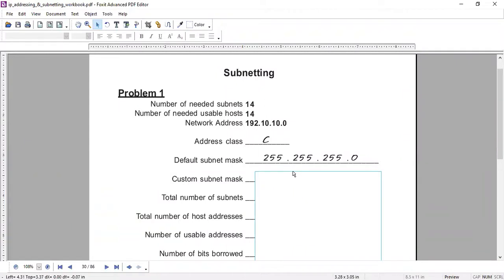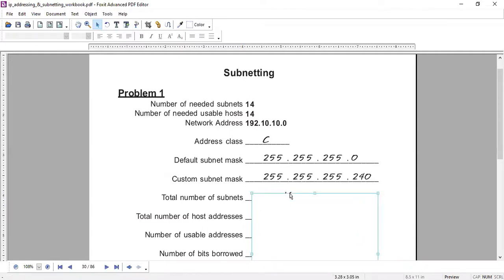You have to take 4 bits. 2 to the power 4 gives 16, out of which you are taking 14 subnets. So if you take 4 bits, your new subnet mask will be 255.255.255.240, because you have taken 4 bits from the host part. When you convert it to decimal you get 240. Then the total number of subnets you get is 16.